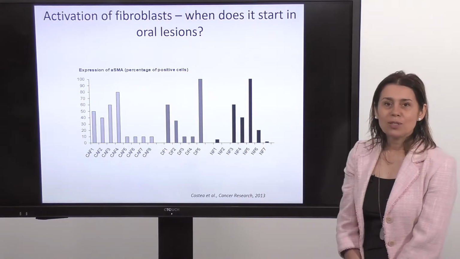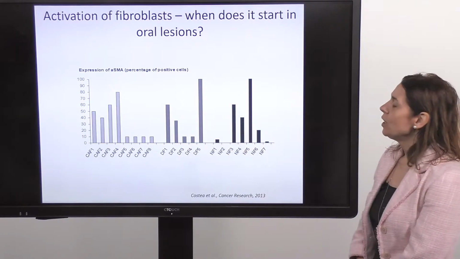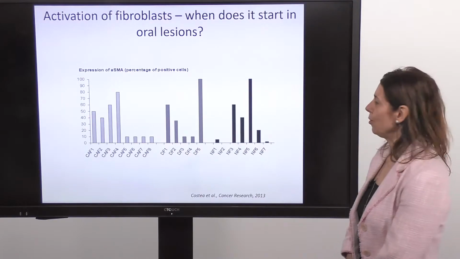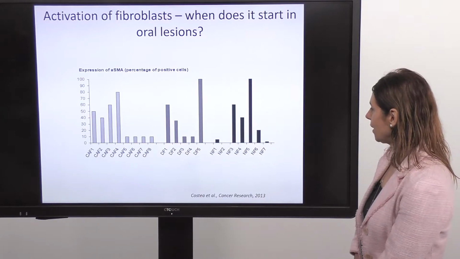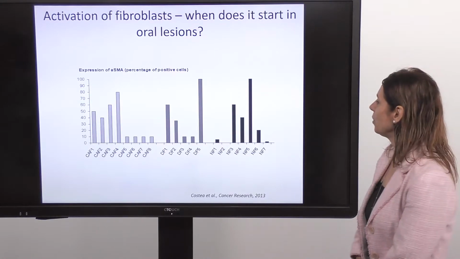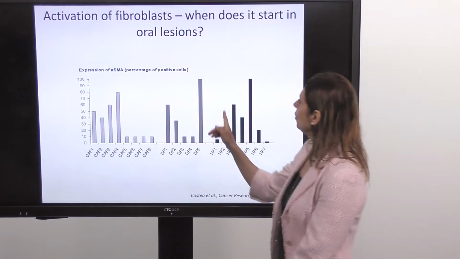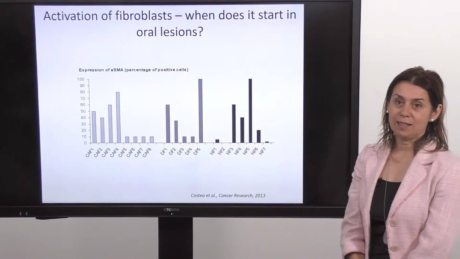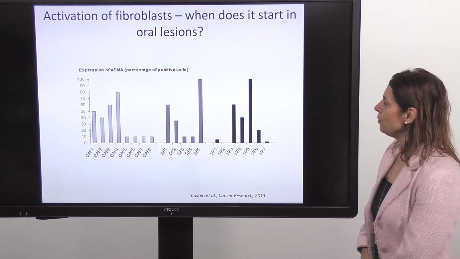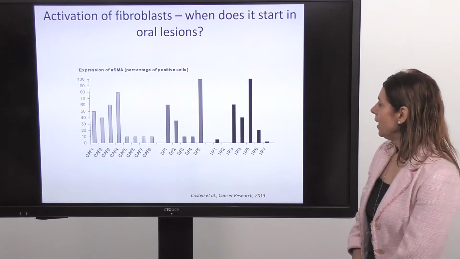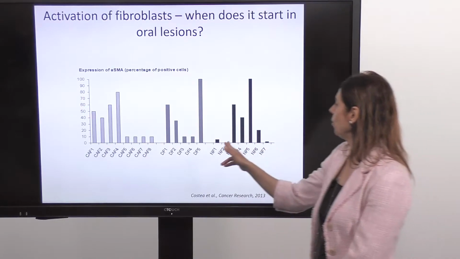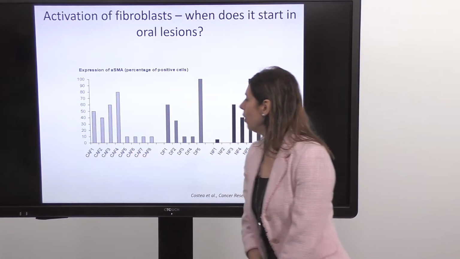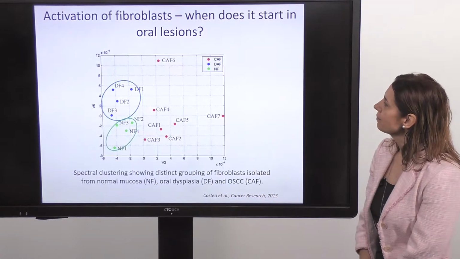If we look at the expression of alpha smooth muscle actin now in isolated fibroblasts from under dysplastic lesions in oral mucosa, this is a study that we performed some years ago. And then actually we could see that the expression of smooth muscle actin varies quite a lot in these isolated fibroblasts. And we couldn't see any pattern in the fibroblasts derived from normal mucosa, derived from under dysplastic lesions, or from oral squamous cell carcinoma.